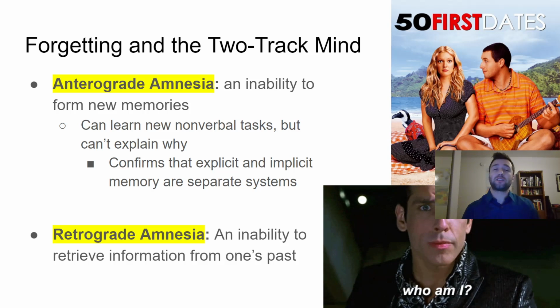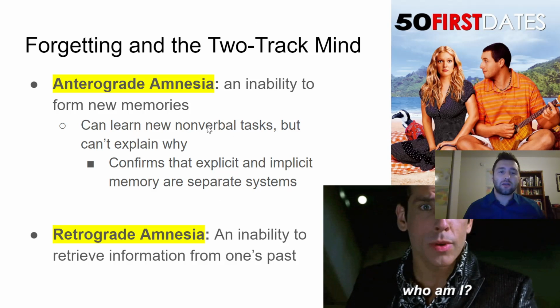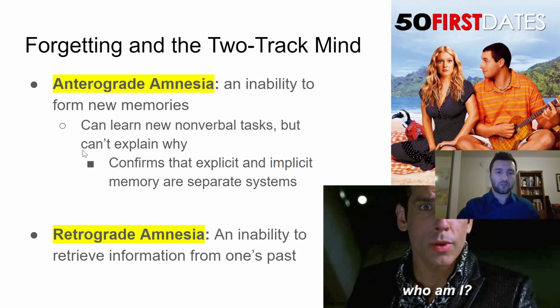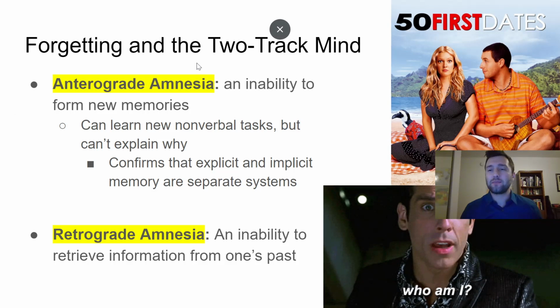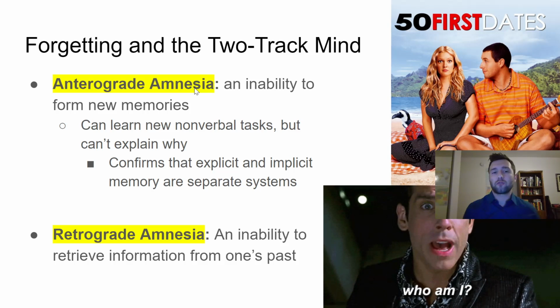But my implicit memory does still function. So I'm still able to learn a task if it's nonverbal, but I won't remember how. That's an interesting piece. They'll be able to learn new tasks, but they can't explain why they're able to do that task. They can't explain how they know how to do something. Somebody could teach you something and you'd be able to do it, but you wouldn't know why you're able to do it. So again, anterograde amnesia is really important, not only for understanding amnesia, but also for understanding how our memory normally works.